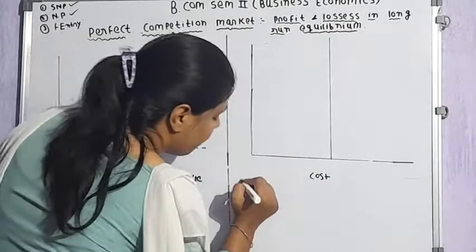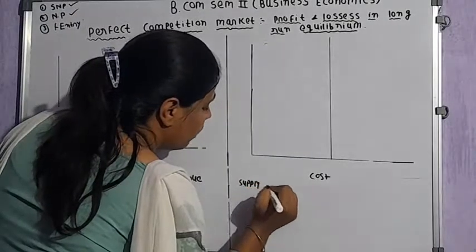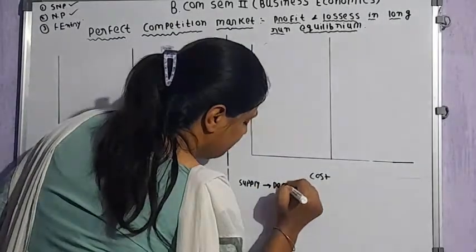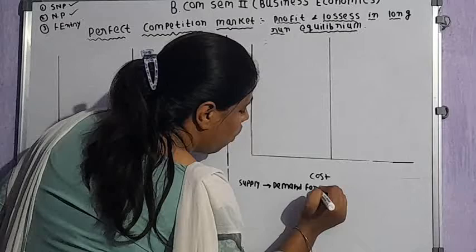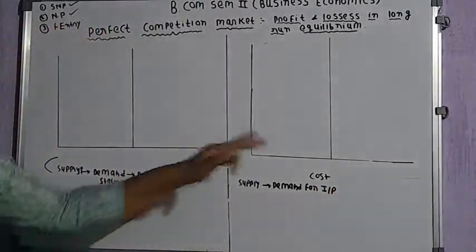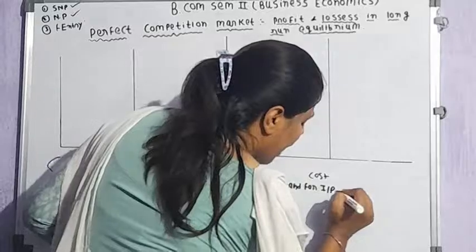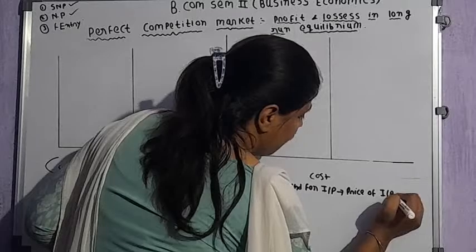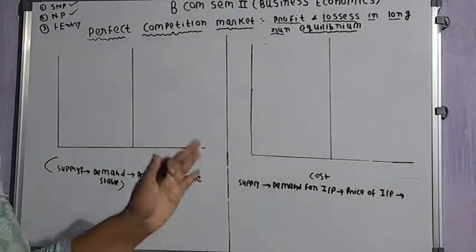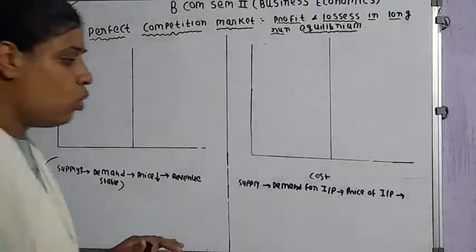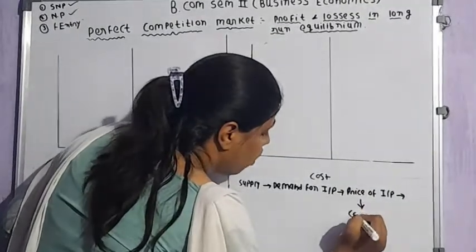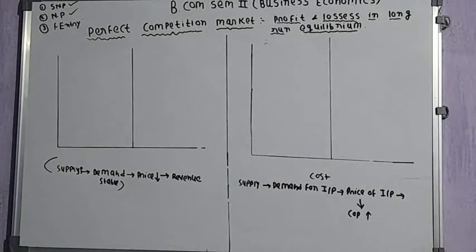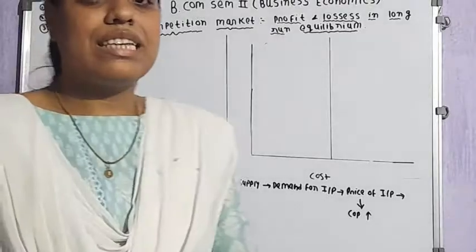When the supplier will increase, the demand for input will also increase. When the demand for input will increase, the price of input will also increase. When the price of input will increase, the cost of production will also increase.